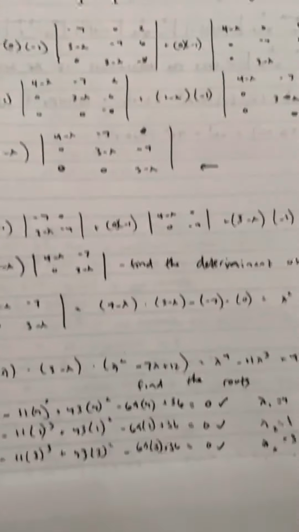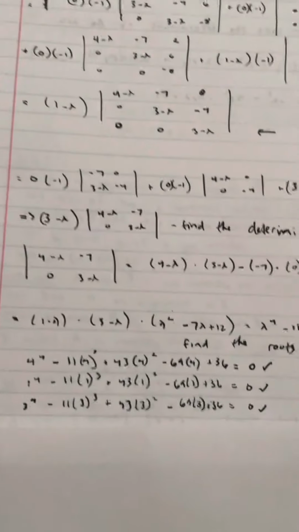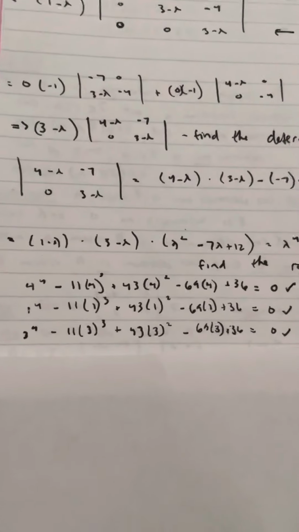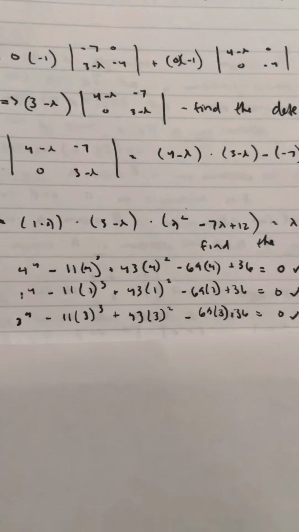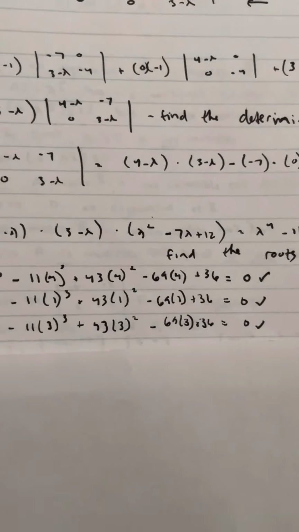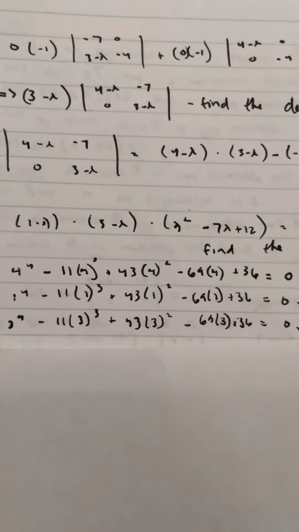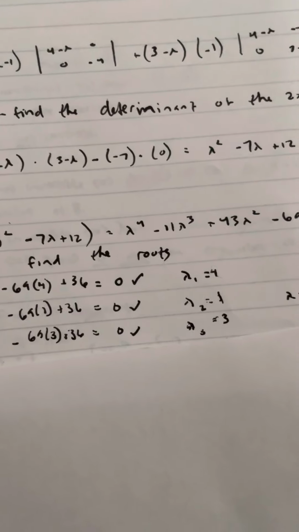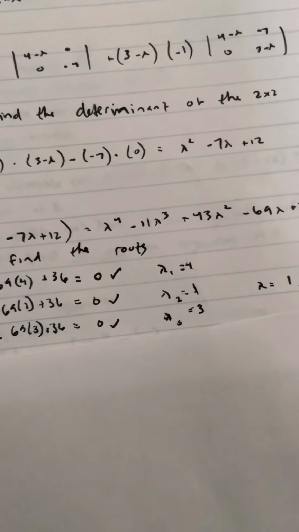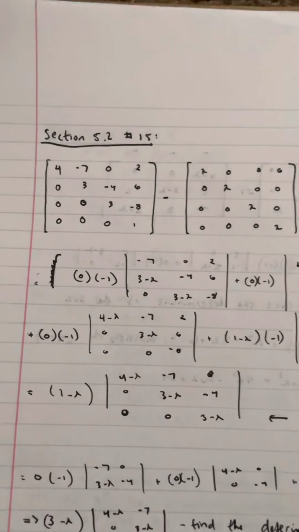To make it easy, we can go back to the original matrix and use the diagonal to help us solve the problem and see which values equate to eigenvalues. As we can see, once we plug in the numbers 4, 1, and 3, they all come out to 0. That means eigenvalue 1 is 4, eigenvalue 2 is 1, and eigenvalues 3 and 4 are 3. Therefore, the eigenvalues are 1, 3, and 4. And that is the solution to problem number 15 of section 5.2.